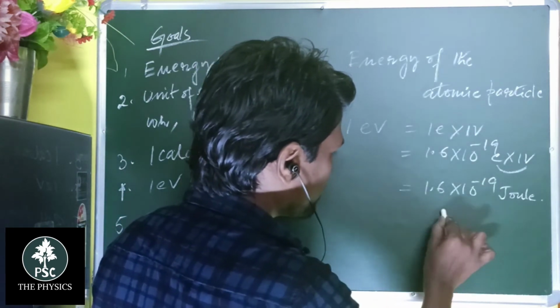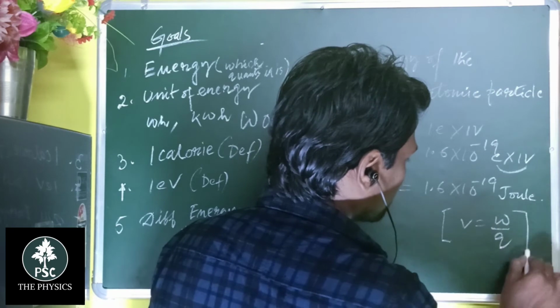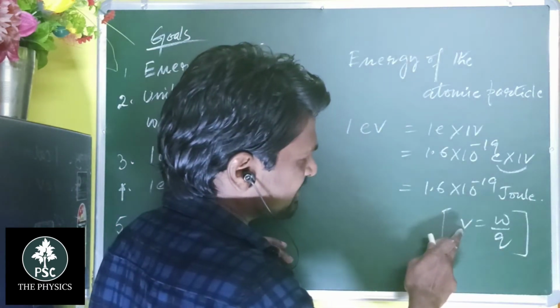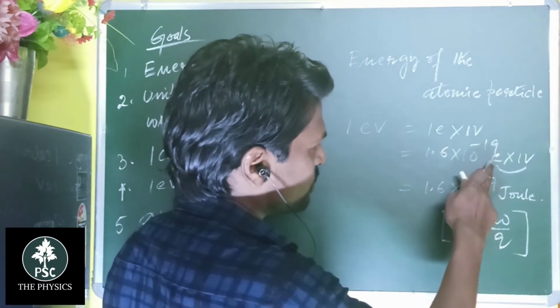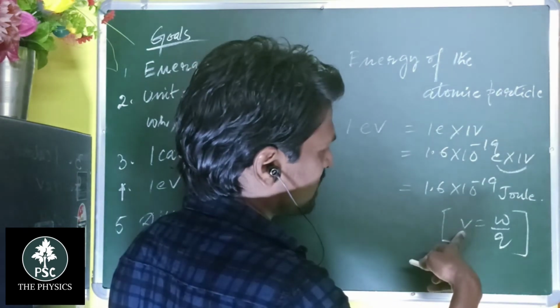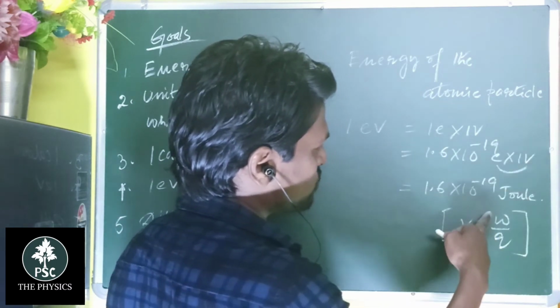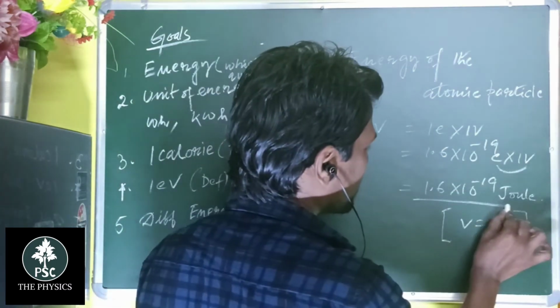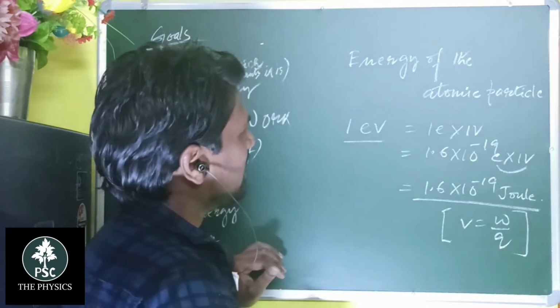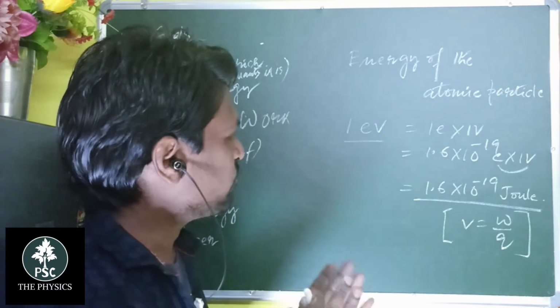You can memorize this one, V equal to W by Q. So work done is potential into charge. When coulomb is the unit of charge and V means potential, so work done equal to this into this. So coulomb into volt means joule. So 1.6 into 10 to the power minus 19 joule, and energy of the atomic particle is electron volt.